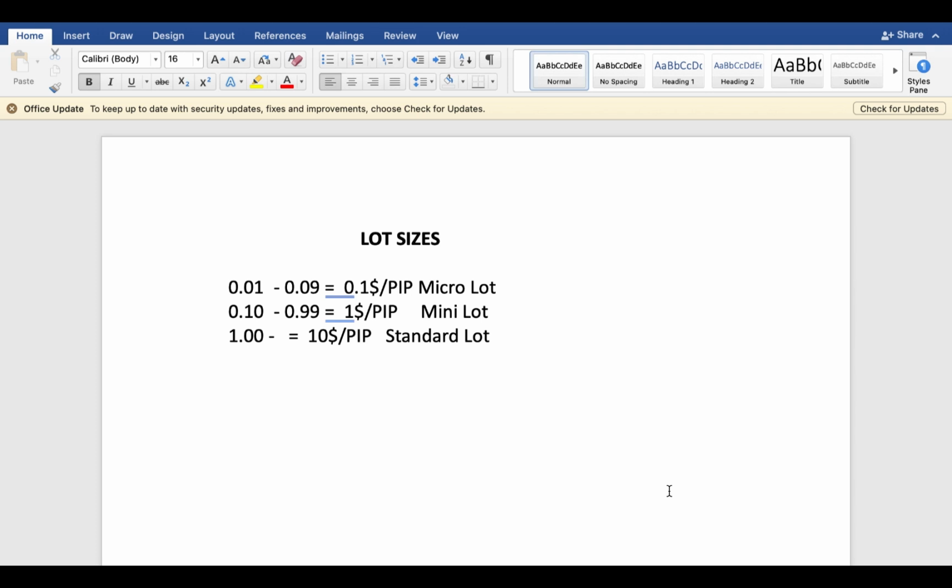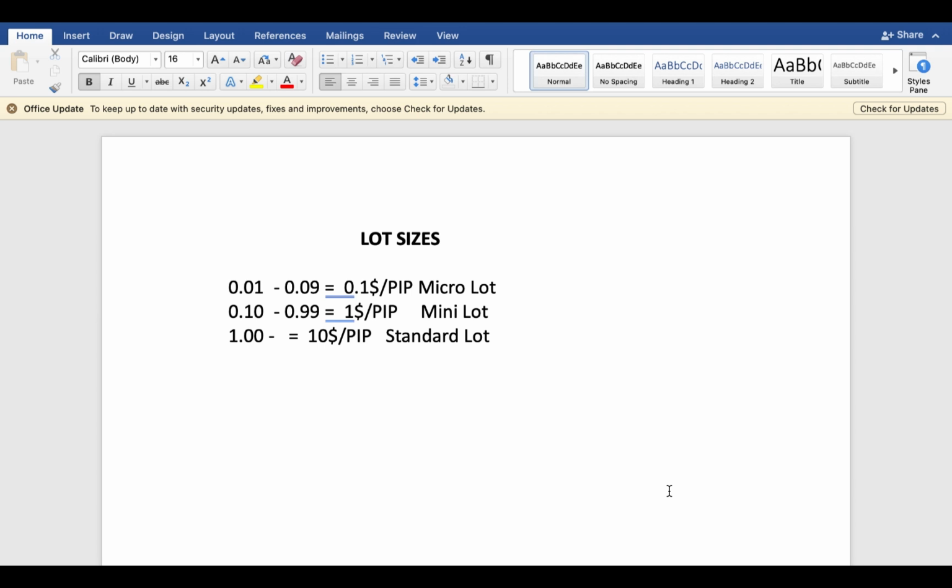So primarily we have 3 types of lot sizes, or 3 categories if you would say. We have the micro lot, the mini lot, and the standard lot. The micro lot always ranges from 0.01 to 0.09, which in dollar value is just about 10 cents to 90 cents, while the mini lot is $1 per pip to about $9.9 per pip. And for the standard lot, it is $10 per pip to as much as it can go, depending on the brokerage or platform you are trading, right?